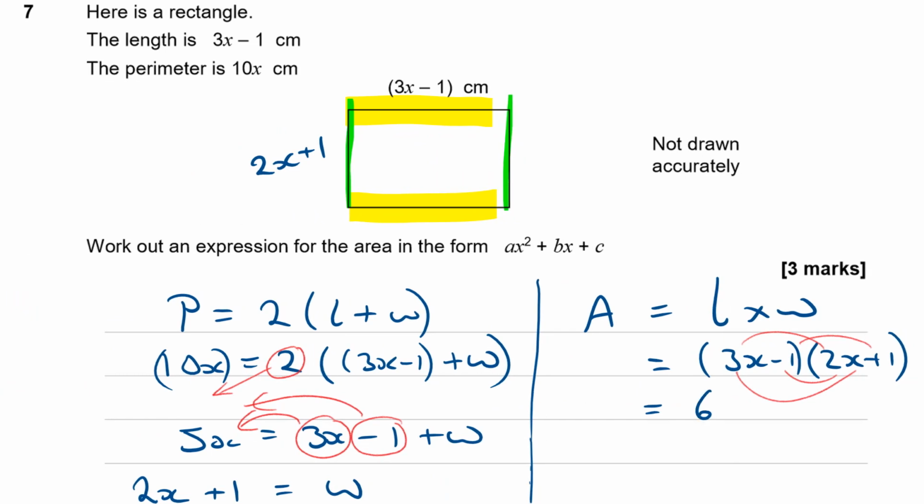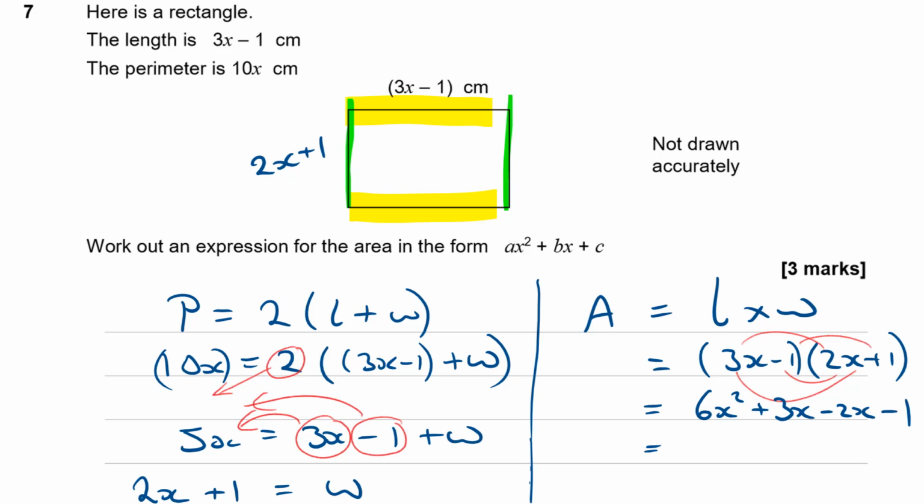So 3x times 2x, the first times the first, it's going to give me 6x squared. Outside, 3x times positive 1 is 3x. Inside, minus 1 times 2x is minus 2x. And last, negative 1 times 1 is negative 1.